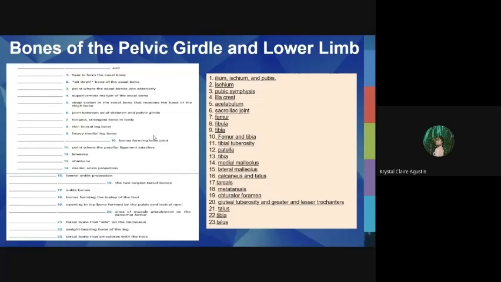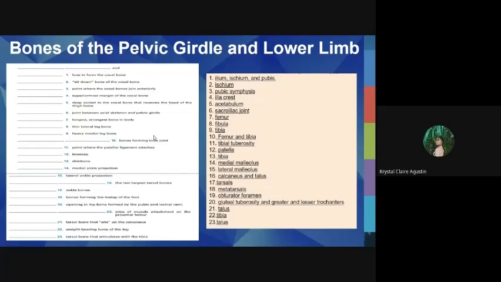So 16, it is the two largest tarsal bones. It is the calcaneus and the talus. And 17, ankle bone, which is the tarsals. 18, bones forming the instep of the foot. The answer is metatarsals. 19, opening in hip bone formed by the pubic and ischial rami. So the answer is obturator foramen.